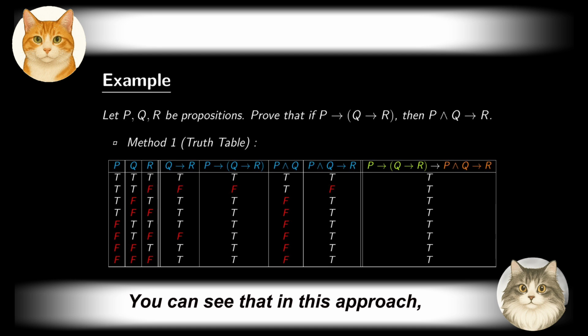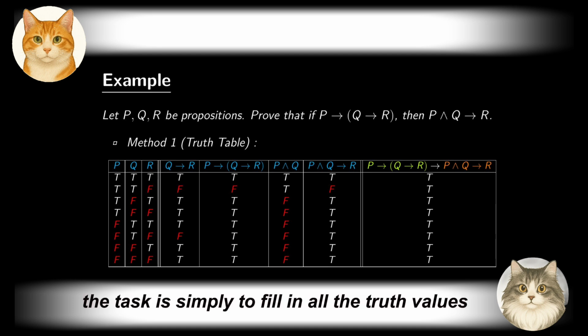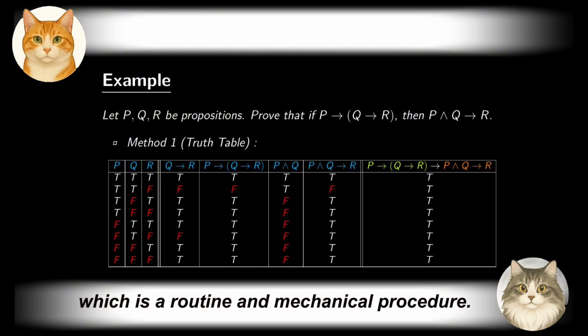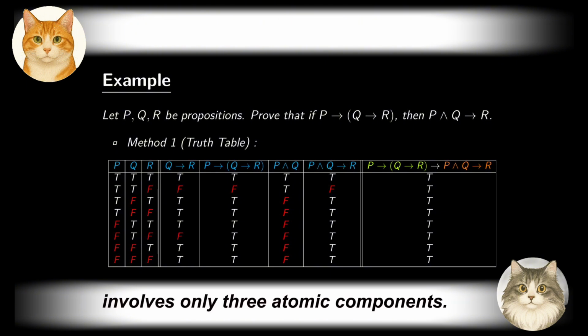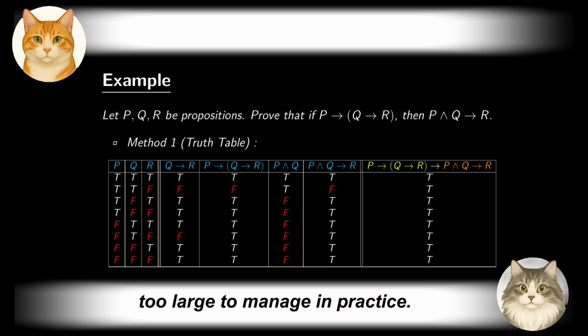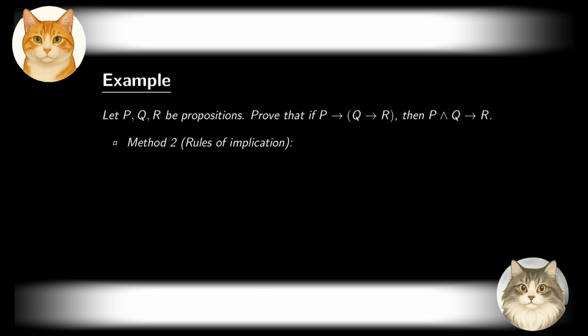You can see that in this approach, the task is simply to fill in all the truth values in the truth table, which is a routine and mechanical procedure. However, the compound statement here involves only 3 atomic components. As more atomic components are introduced, the truth table grows exponentially and quickly becomes too large to manage in practice.